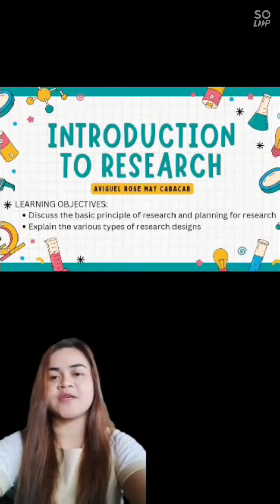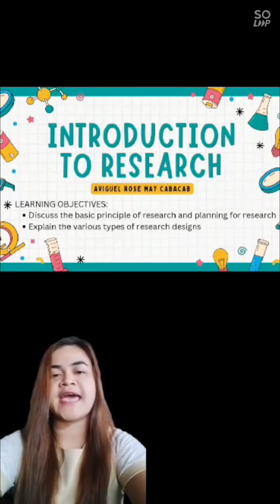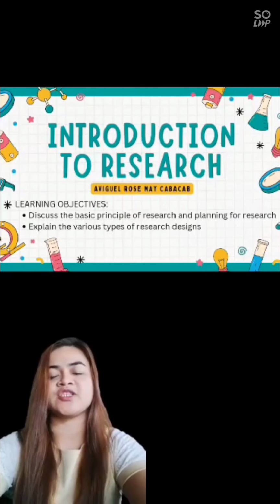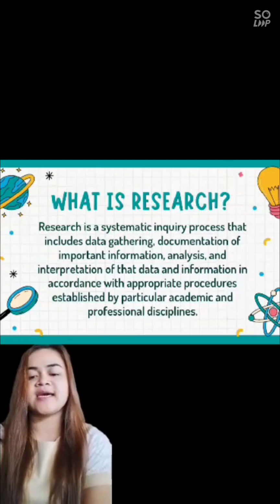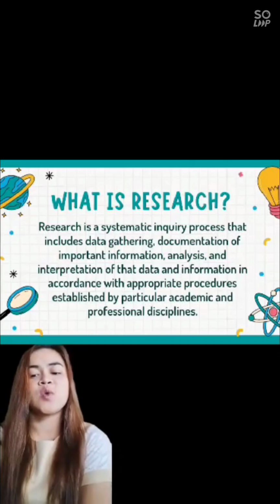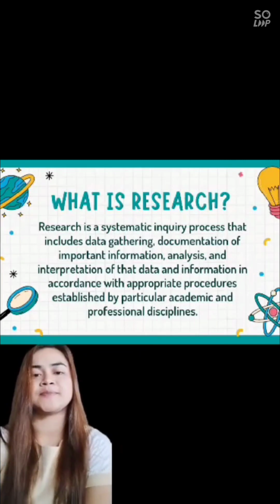Starting the introduction to research, our learning objectives for today are to discuss the basic principles of research and planning for research, and second, to explain the various types of research designs. What is research? Research is a systematic inquiry process that includes data gathering, documentation of important information, analysis, and interpretation of that data and information in accordance with appropriate procedures established by particular academic and professional disciplines.